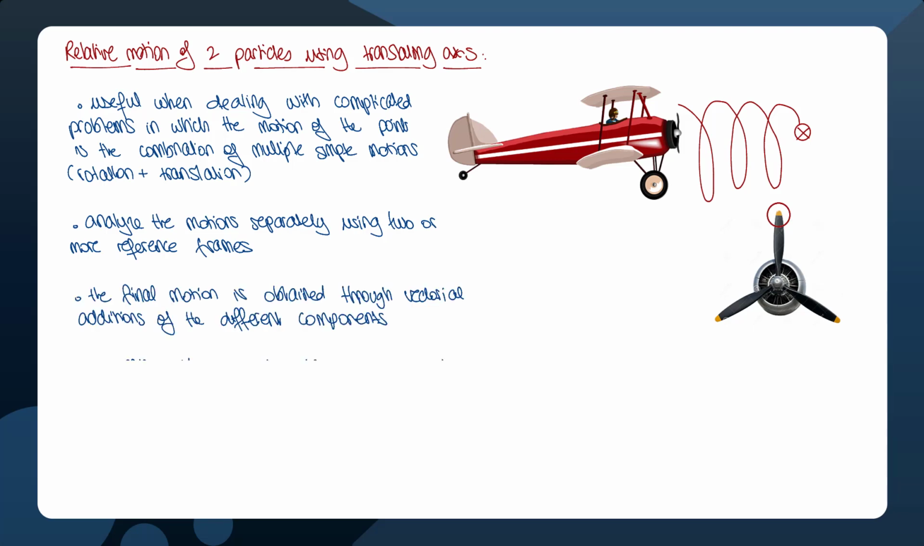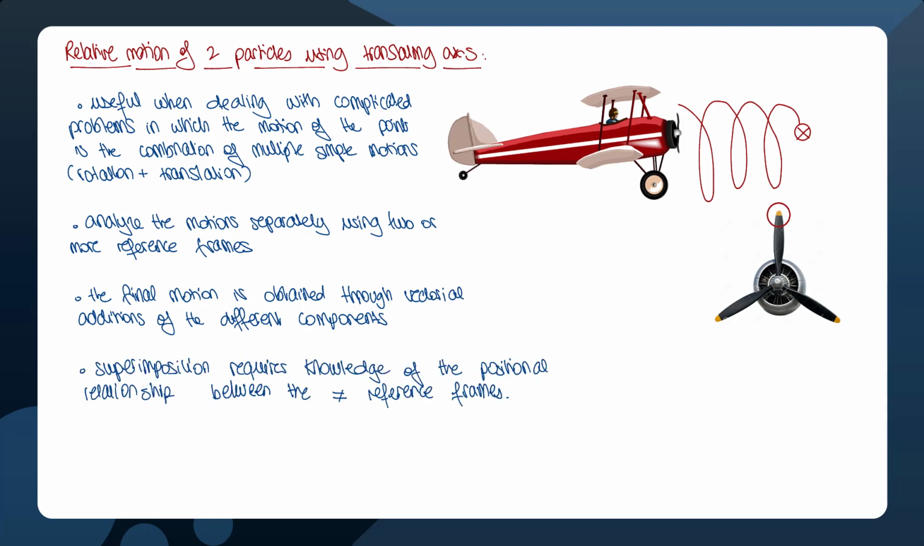So once you have the translating motion and the rotating motion, the final motion in absolute terms would be the sum of these two. But one should keep in mind that the superimposition requires the knowledge of the positional relationship between the different reference frames. There's no way you're going to be able to sum the different velocities accurately unless you know how the position of one reference frame relates to the other.